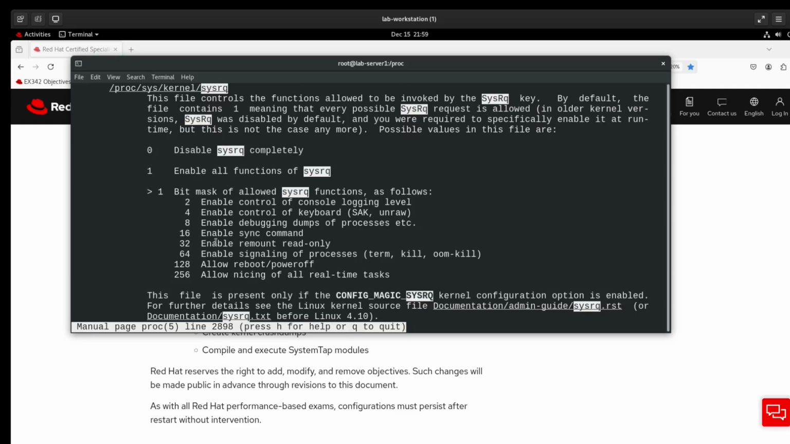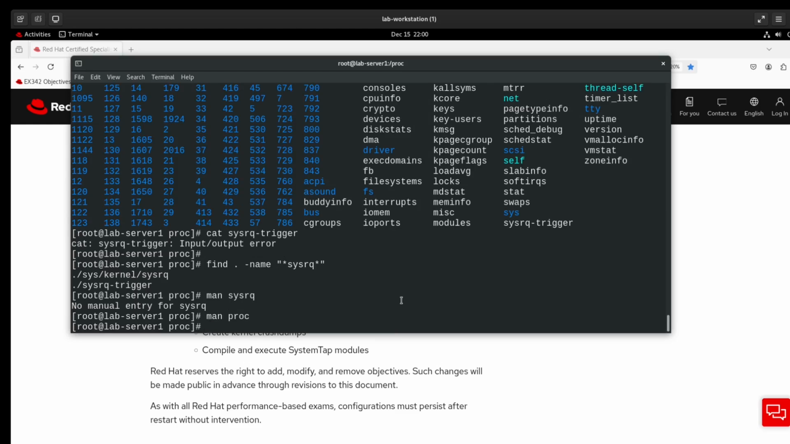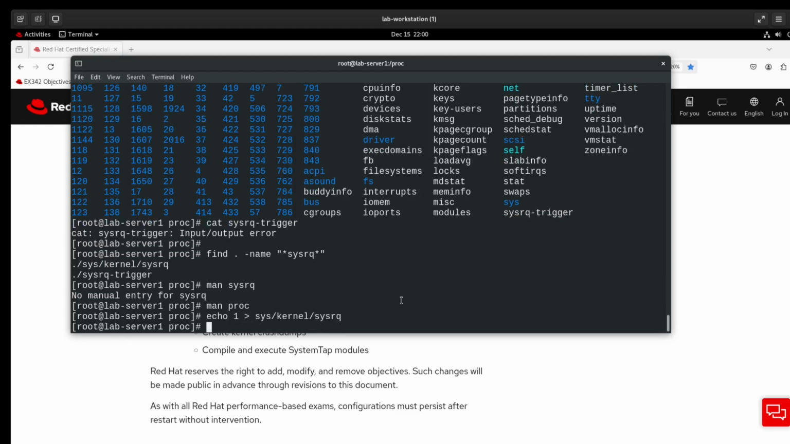So, I see. 16 is enable sync command, and that's one of the several commands that you can do for this. So we want to enable all the functions, so that's where 1 is. And then we're going to trigger a crash. So first, I guess I can do this not in a persistent way first.